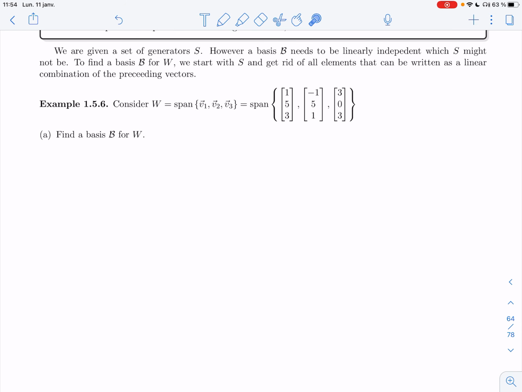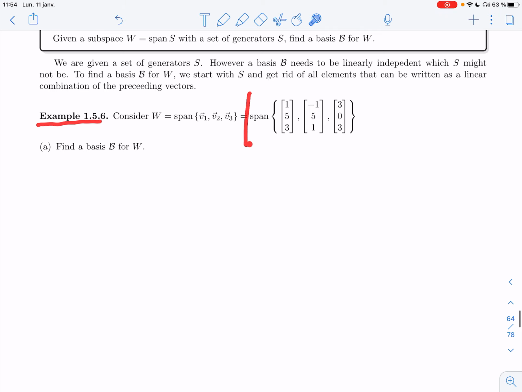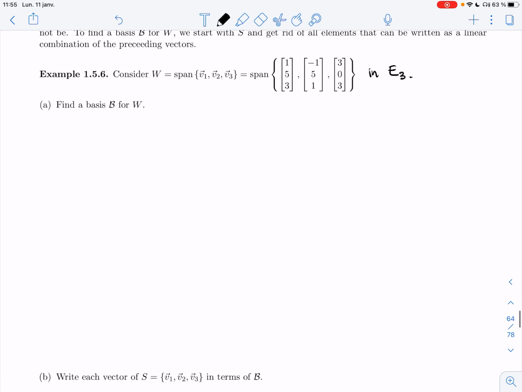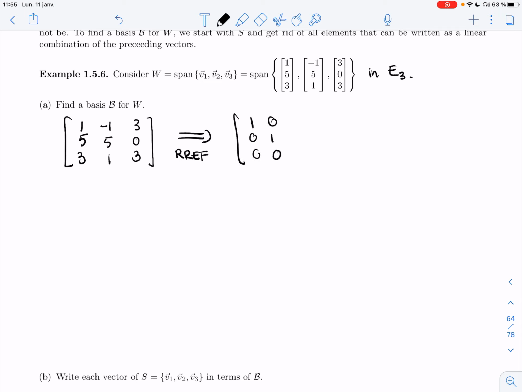All right, let's try example 1.5.6. I'm going to look at the span of these three vectors inside E3. I want to find a basis B for W. So I want to check whether this set is linearly dependent or not. So I'm going to put them in a matrix and I'm going to reduce it. This is what I got.